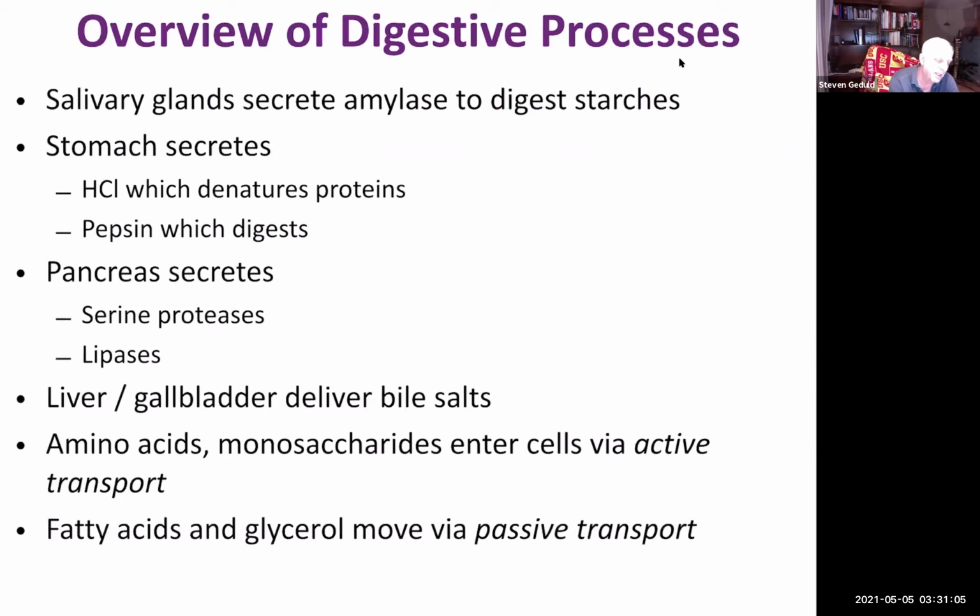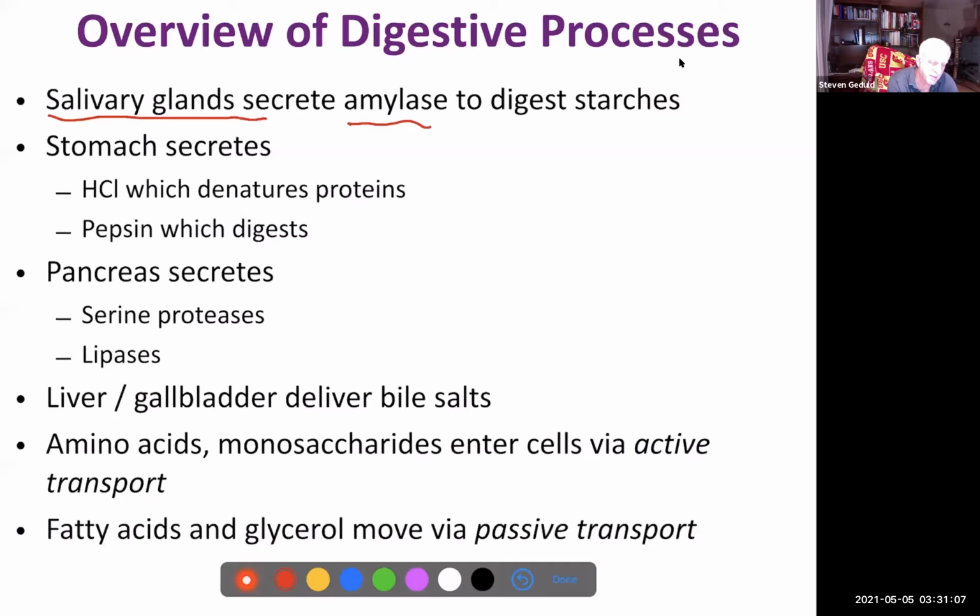So salivary glands secrete amylase that starts to digest your starches. The stomach secretes hydrochloric acid and pepsin. Hydrochloric acid denatures proteins, starts to break them down with the acid content. And then pepsin digests these proteins into smaller sections, which start to break into individual amino acids. The pancreas secretes serine proteases and lipases, which help in the breakdown of lipids and proteins.